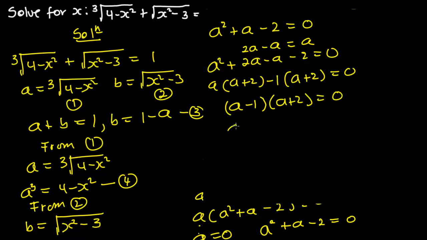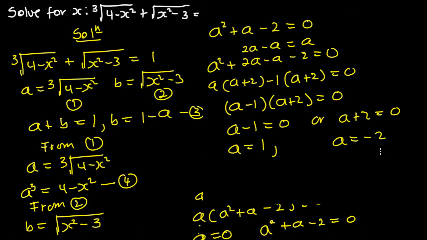So it's either a minus 1 is equal to 0, or we have a plus 2 to be equal to 0, or both of them will be equal to 0. And so we are going to have a to be equal to 1 as one of our answers for a. And then from here, we are going to have a to be equal to minus 2. Now we are having the values of a as 1, 0, and then negative 2.